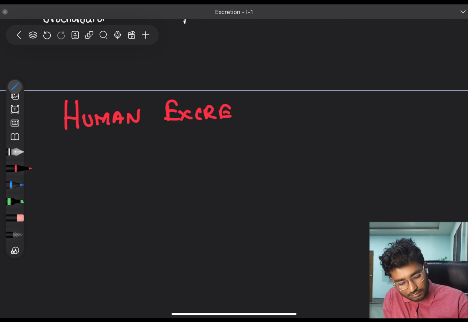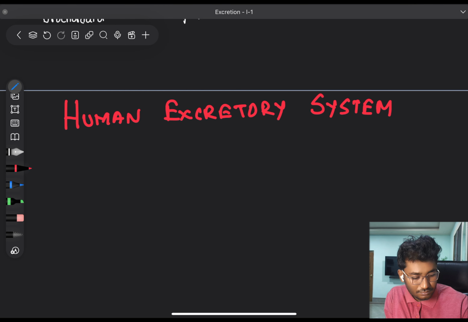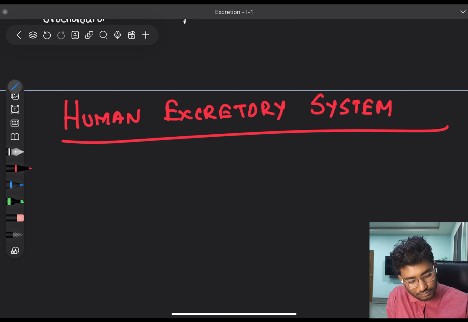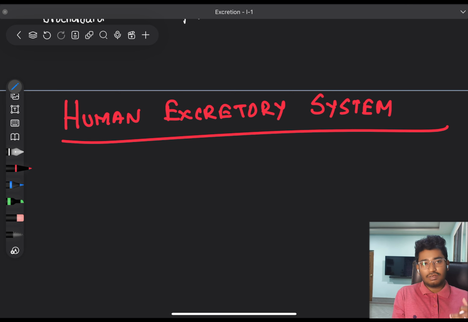Excretory system. Okay. Now, the human excretory system consists of one kidney. The position of the kidneys is between T12 to L2. Okay, T12 to L2 के अंदर ये किडनी का पोजीशन है. T12 means thoracic vertebra 12 to L2, lumbar vertebra 2.